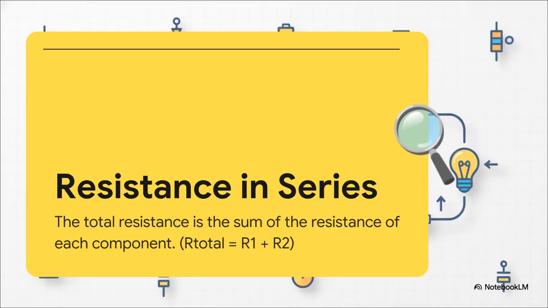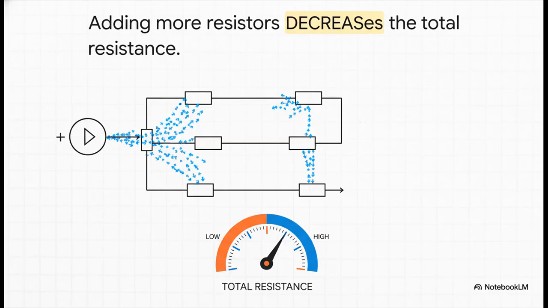For a series circuit, calculating the resistance is nice and easy. The total resistance is just the sum of all the individual resistances. You just add them up. So the more resistors you add in series, the higher the total resistance gets, and the harder it is for the current to flow. The formula is literally just R total equals R1 plus R2, and so on. Simple.